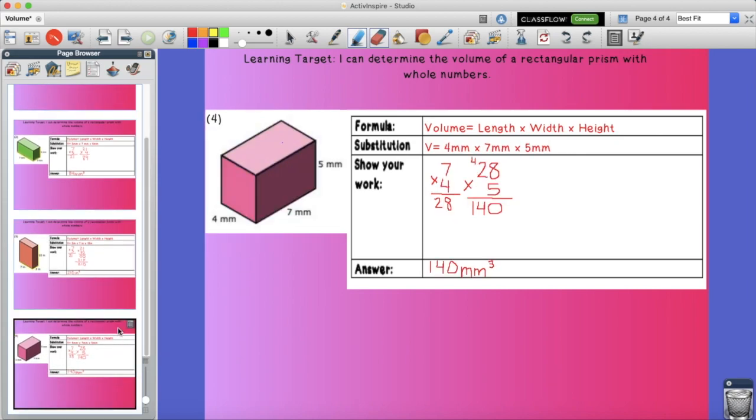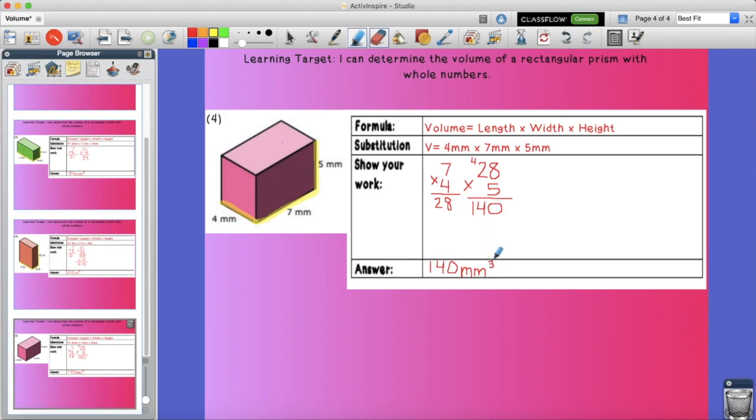And our last practice problem is this rectangular prism. We're going to write our formula, which is volume equals length times width times height. Our substitution: we're going to substitute for our length, our width, and our height. So 4 millimeters is going to represent our length, 7 millimeters is going to represent our width, and then 5 millimeters is going to represent our height. We're going to multiply the length and the width, so 7 times 4, we get 28. We're going to take the product of 28 and multiply it by 5, which represents the height. And we get 140 millimeters cubed.